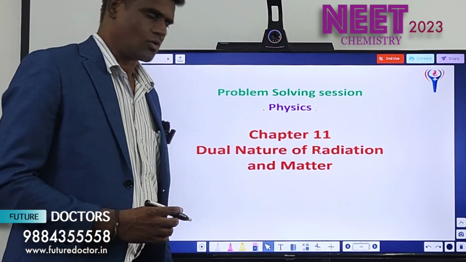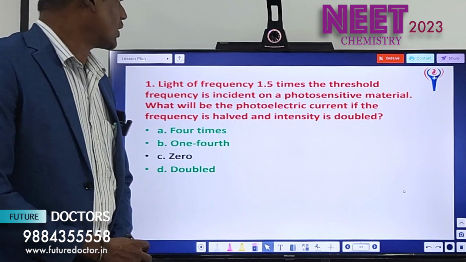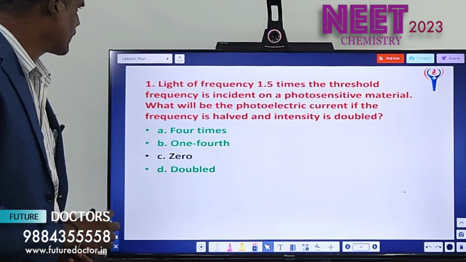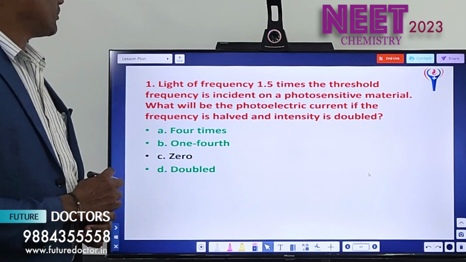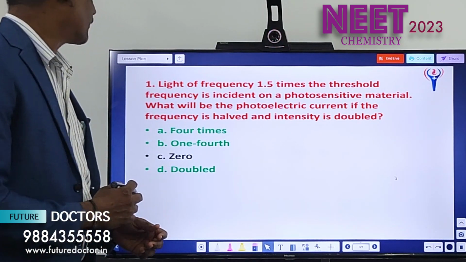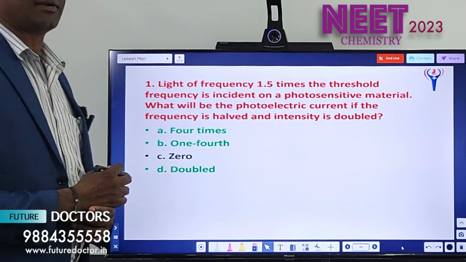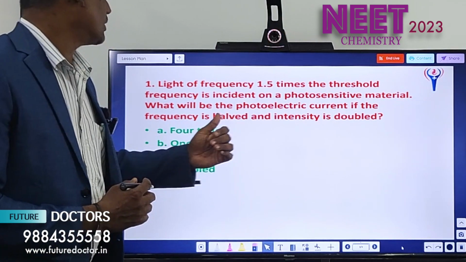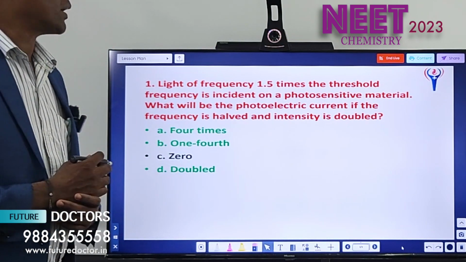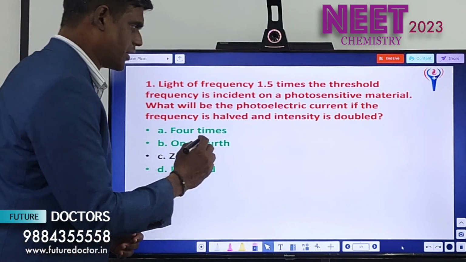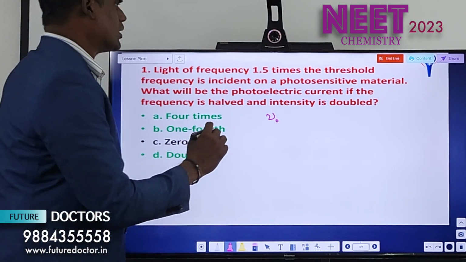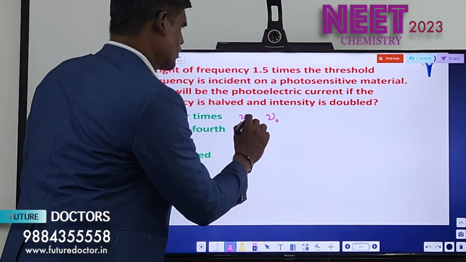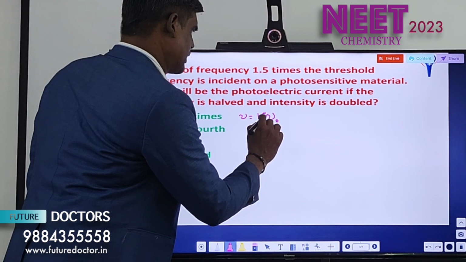Let's move to question number first. Light of frequency 1.5 times the threshold frequency is incident on a photosensitive material. What will be the photoelectric current if the frequency is halved and the intensity is doubled? That is, light of frequency 1.5 times the threshold frequency. Threshold frequency is denoted by the symbol nu naught, and nu equals 1.5 times nu naught.